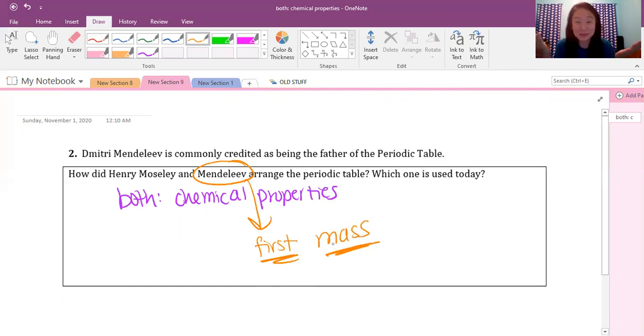Why did he do it by mass? Because he didn't even know protons and electrons existed, right? Like that was way before his time. So he did it by how heavy it was. So he could weigh them, right? So he put them in order by their weights.